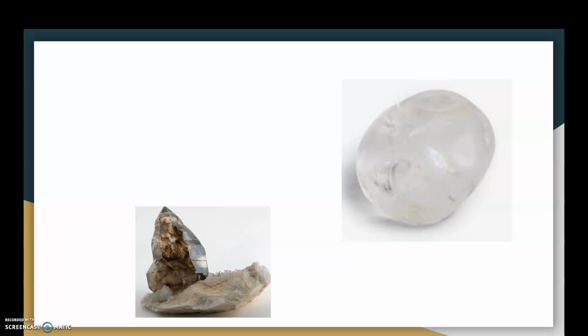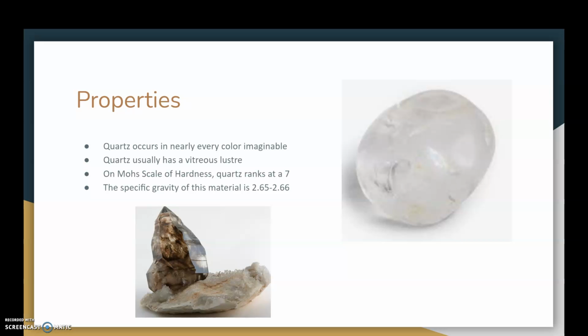Properties. Quartz occurs in nearly every color imaginable. Quartz usually has a vitreous luster. On Mohs scale of hardness, quartz ranks at a 7, which is relatively hard compared to a lot of other materials. The specific gravity of this material is 2.65 to 2.66.